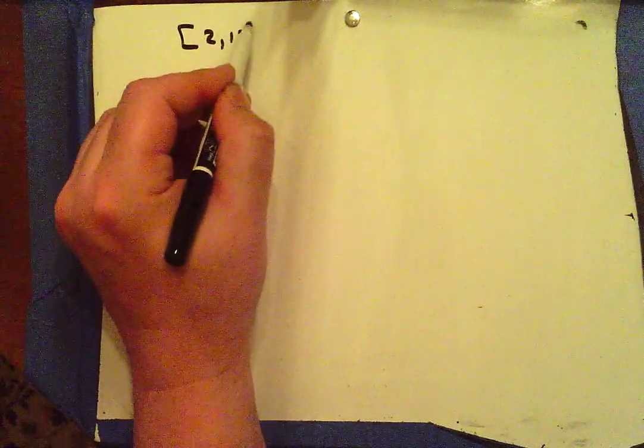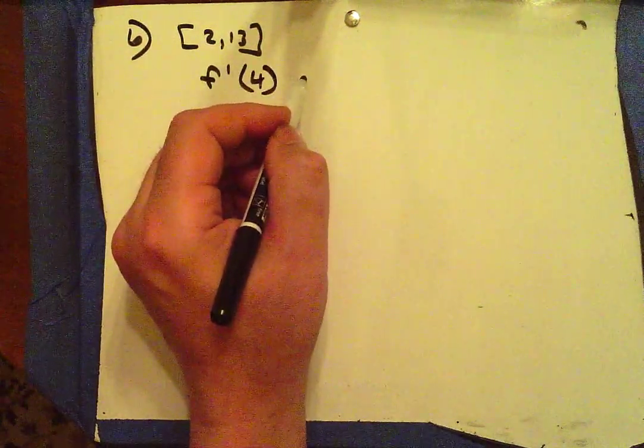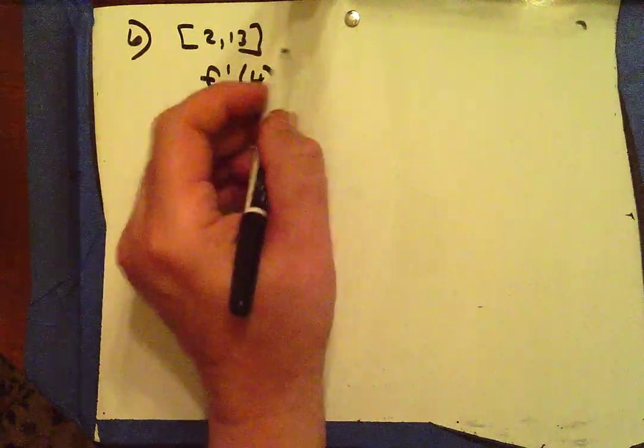6 says f is a function that's twice differentiable. We've got values of f on the closed interval from 2 to 13. This is problem number 6. Okay, estimate f prime of 4. Show the work that leads to your answer.